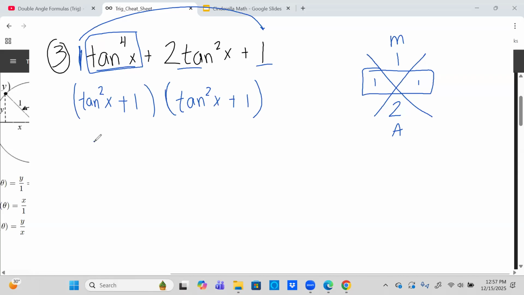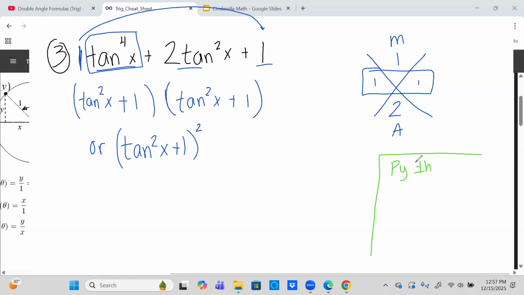Okay, we could also write this as tangent squared plus 1 squared, right? Because they're the same thing. Either way is fine. And now again, you would come back over to your cheat sheet, and under that Pythagorean identity, if I could spell, that would be great. We should have that tangent squared plus 1 is secant squared. So this that I'm underlining can be replaced with secant squared, and then that's still squared.